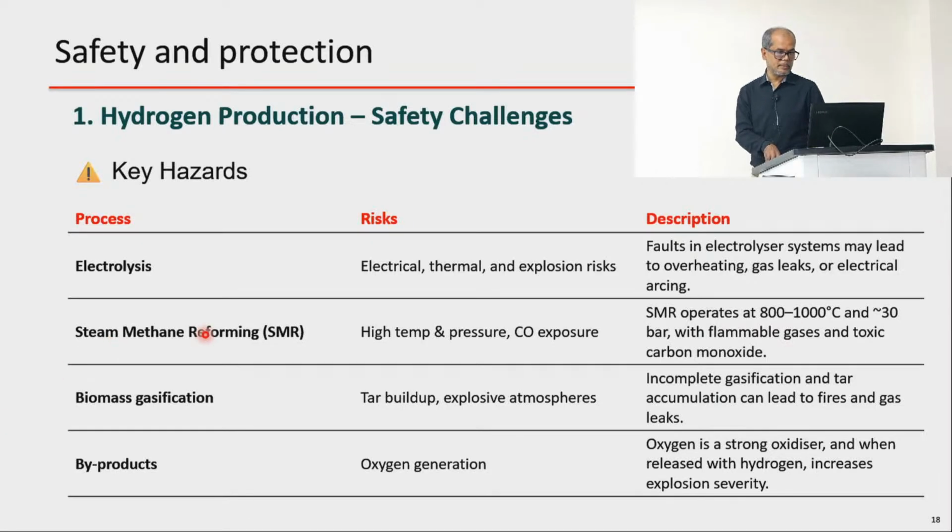And then steam methane reforming, as we explained, is a method which uses very high temperature, while the other is a very low temperature, but this one is a very high temperature. And where you have high temperature, if something happens, you might have flammable gas and also toxic carbon monoxide, which is quite dangerous for our health as well. And then the other methods, like biomass and also the byproducts we are getting, also have some health hazards as well.